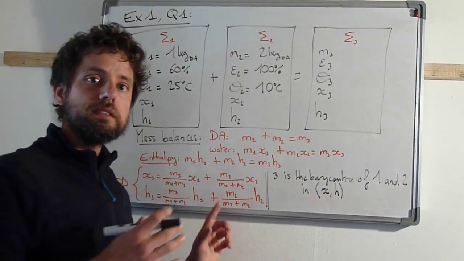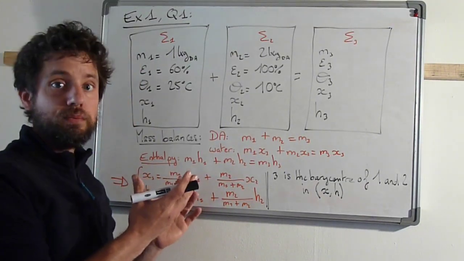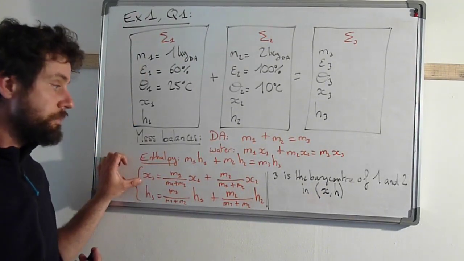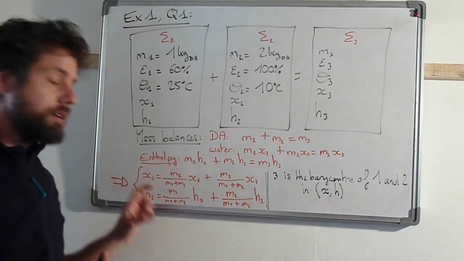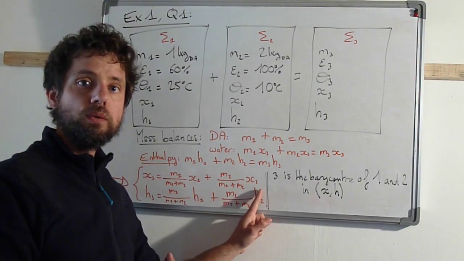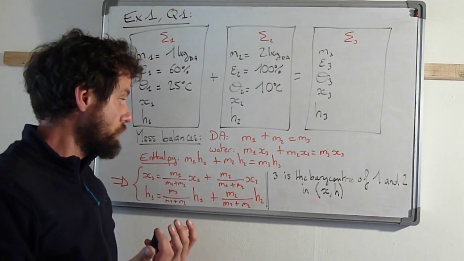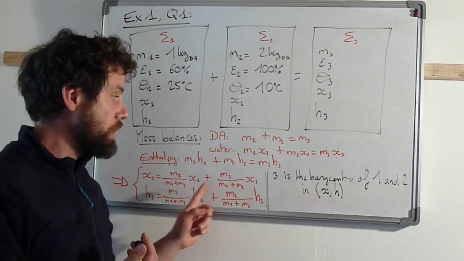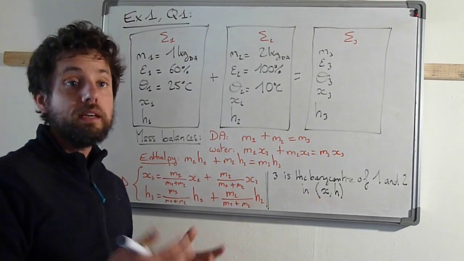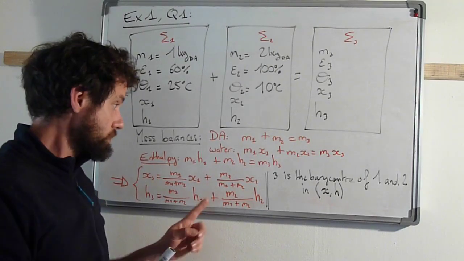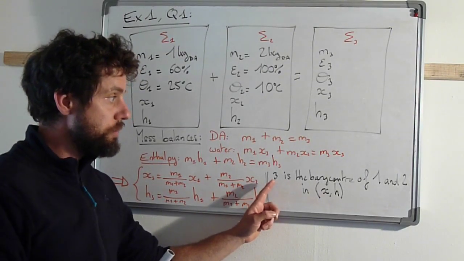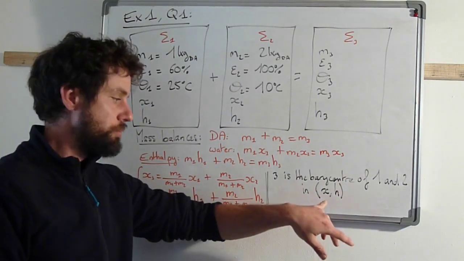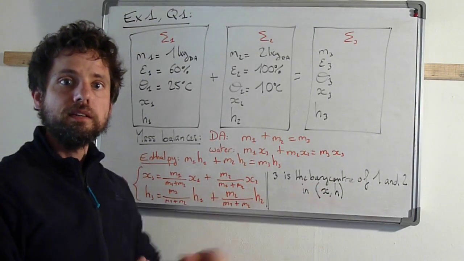In that case, we can recognize that we have exactly the expression of a barycenter. 3 is the barycenter of 1 and 2 weighted by the mass from each of the systems 1 and 2. So we can say then 3 is the barycenter of 1 and 2 in an XH, or moisture content enthalpy diagram.